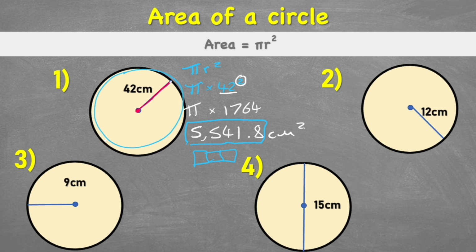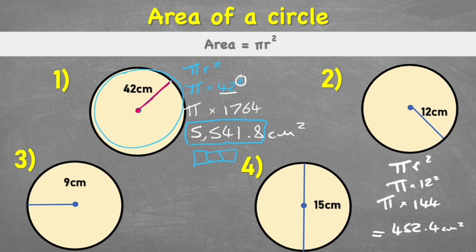Question 2 has a radius of 12 centimeters. So again, let's start with pi r squared. And I can now put in my radius, which is 12. So I'm going to put pi times 12 squared. So again, I can do it both ways. I can do 12 squared, which is 144, and then multiply that by pi, which gives me an answer of 452.4. Don't forget my units. Centimeters squared.